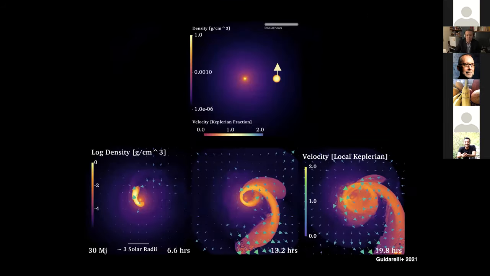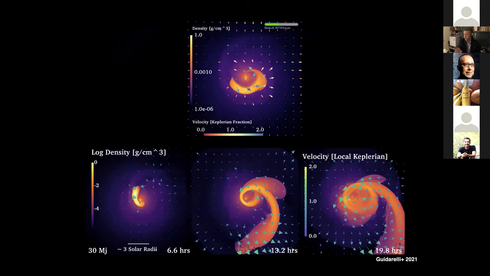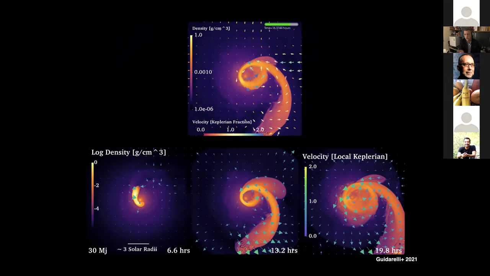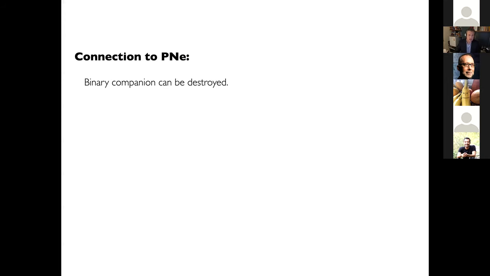These are just initial simulations, I think. We haven't put any magnetization in or anything like that, just to see, can you even get a disk that survives down here for some period of time? And so let me just wrap up here. The connection to PNE is this, I think.